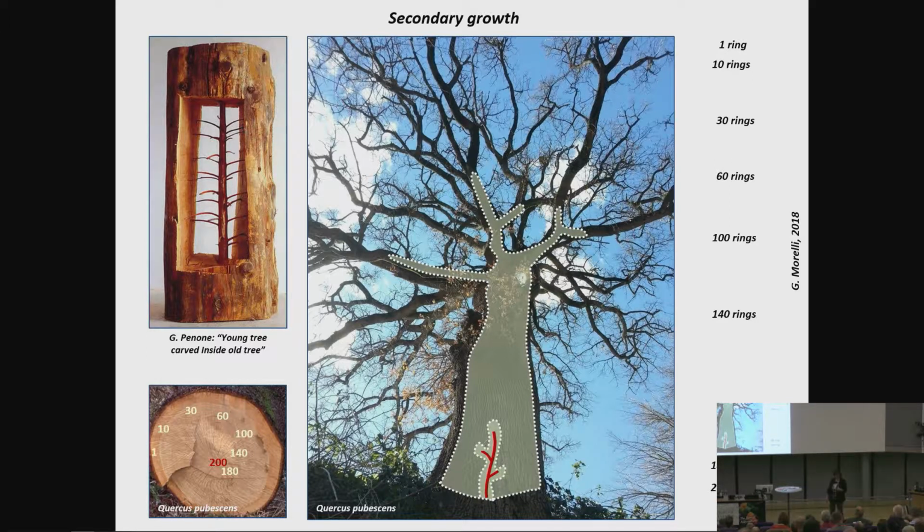So if we ask, how old is this oak? Is it 200 years old? Yes. 140, 100 years old? 1 year old? Yes, both. All three of them, all of them. It's a young tree and an old tree at the same time. So we have to keep in mind these differences when we want to interact with trees and maybe prune them.